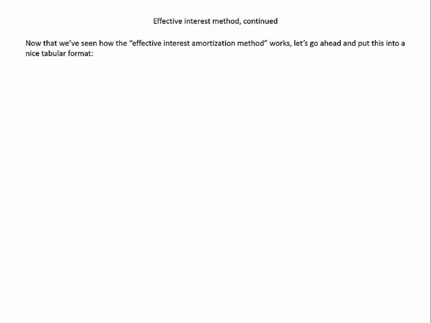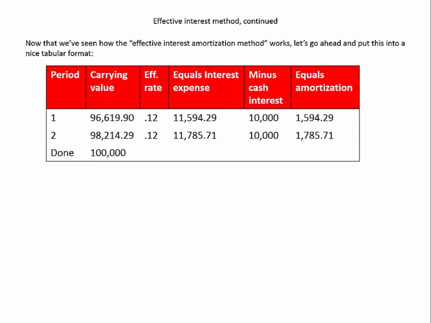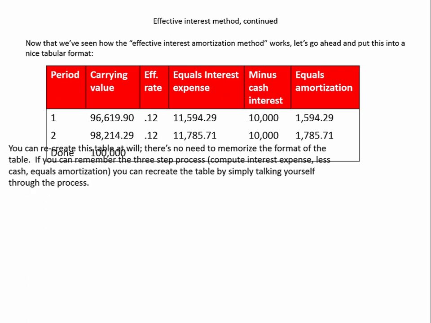Now that we've seen how the effective interest amortization method works, let's go ahead and put this into a nice tabular format where it'll be real easy to use. Basically, let's read across the line at the top with the column headings. Again, we have the period, year 1 versus year 2. And again, think of the three-step process we go through. We start with a carrying value, multiply that by the effective rate, and that equals the interest expense. Subtract out the cash interest, and what you're left with is the amortization. So for the first year, we'd have the computations as given. Second year, we have the same computations as given. By the time we're done, the carrying value is up to $100,000.